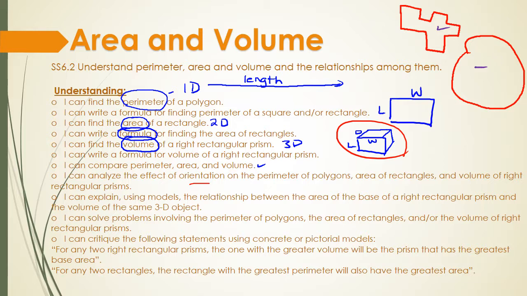All right, explain using models the relationship between the area of the base and the volume. So we've got some examples coming up with that. Problems involving perimeter and area and volume. And then we have a little slide at the end to critique these two statements and see if they are correct or not. Let's find out.